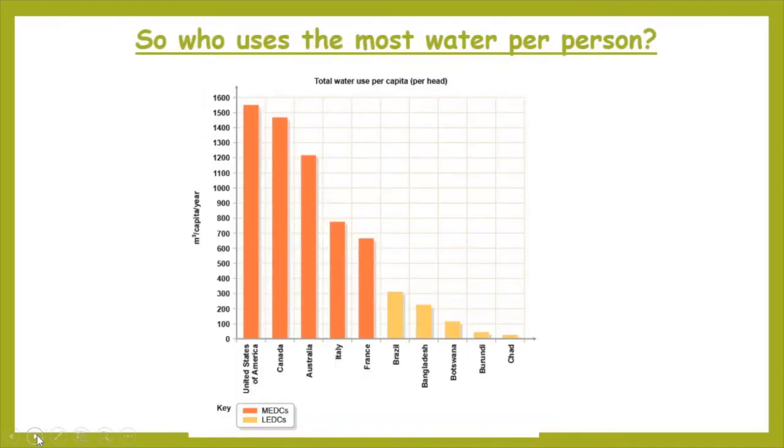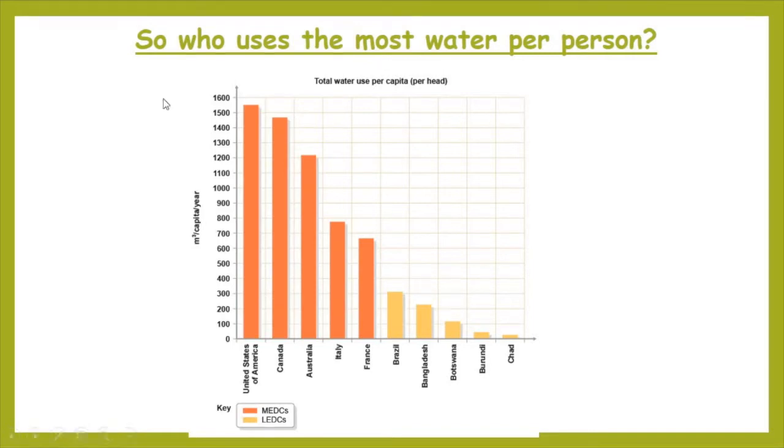And that then links into why some countries use more water than others. On here we've got the old terms, MEDCs and LEDCs. We now use HIC, a high-income country, instead of a more economically developed country. And we use LIC, a low-income country, instead of less economically developed country. These bars are for more developed countries, and you work your way down to the bars for less developed countries. And you've got the meters cubed per person per year of water used over here.